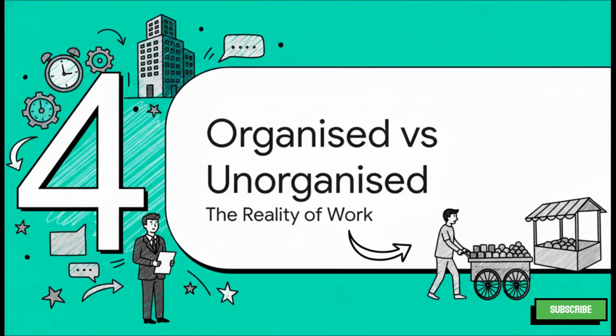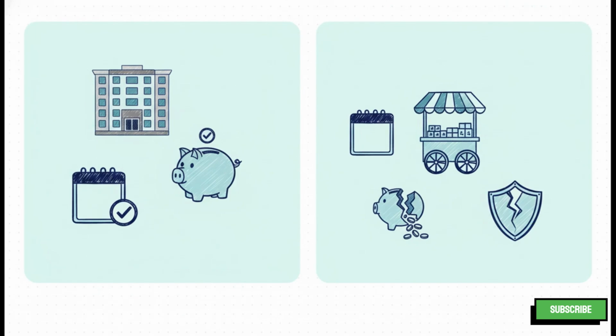Now, this whole employment paradox isn't just an abstract economic concept. It has profound real-world consequences for the quality of life for millions and millions of Indians. And to really get that, we need to look at one more crucial classification: the split between the organized and the unorganized sectors. This slide really lays out the 2 different worlds of work that exist side by side in India.